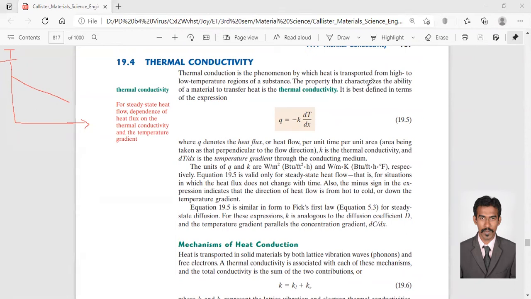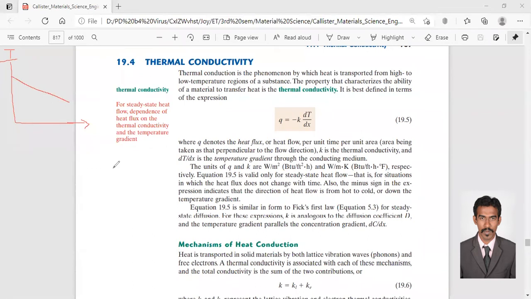It is best defined in terms of this expression, right? q is equal to minus k dT by dx, where q denotes the heat flux. This small q denotes the heat flux. In the previous equation, we put capital Q. Capital Q is the supplied energy, right? Small q is the heat flux, or heat flow per unit time per unit area, right?